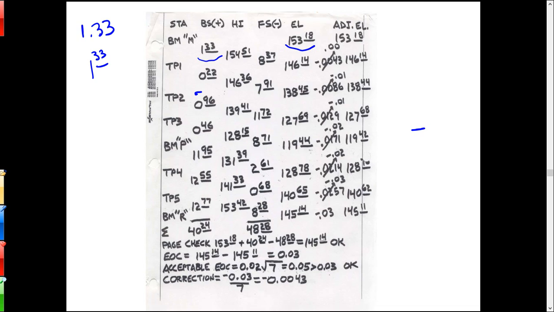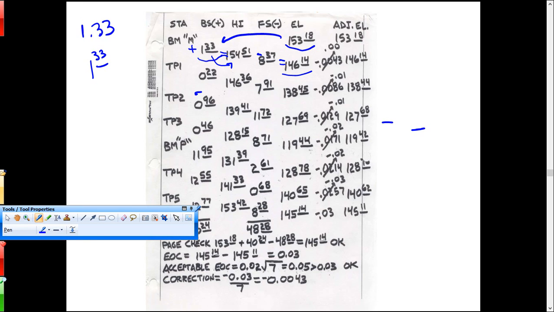So we're gonna take 153.18, we're gonna add the 133, and that's gonna equal 154.51. Then we're going to subtract off the 837, and that's going to equal 146.14. We already did that. Okay. And then once we got that, we just repeat the process.